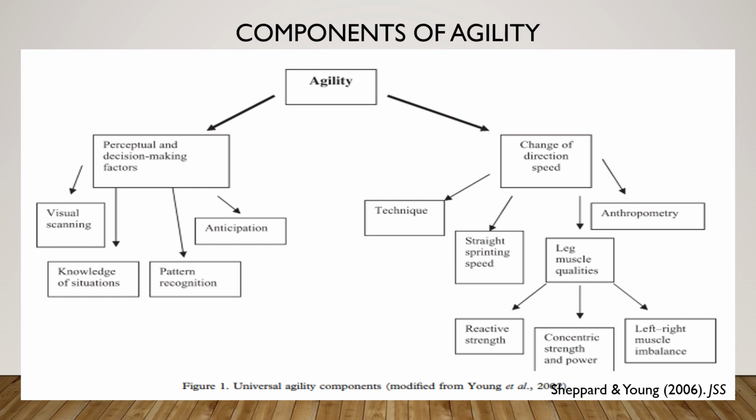If we're turning in a particular direction and there's an imbalance between left and right, then obviously that's going to impact our ability to turn in a certain direction. And then finally, anthropometry as well. Things like muscle mass and fat mass can all influence the change of direction speed. We'll go into a little bit more detail, particularly around these factors that influence the change of direction speed.